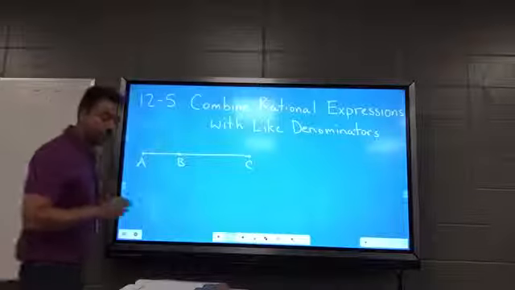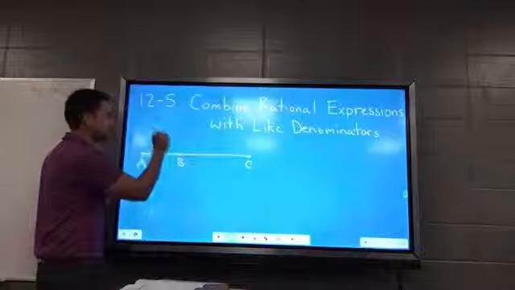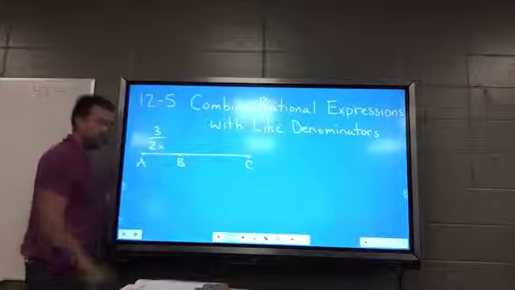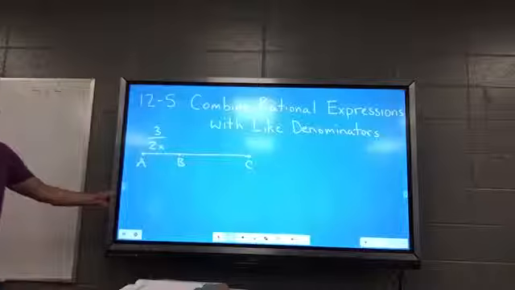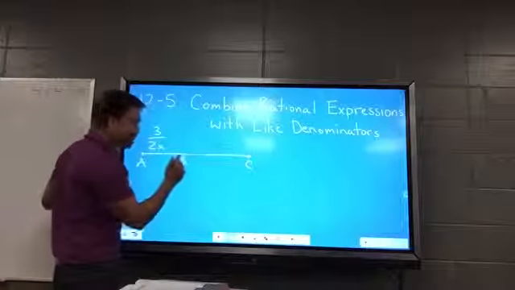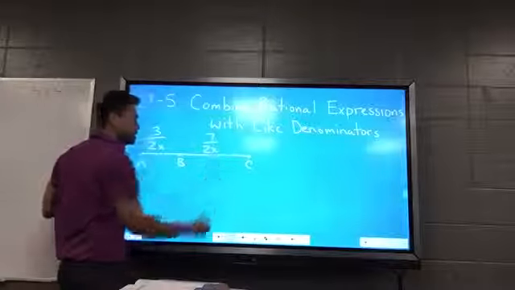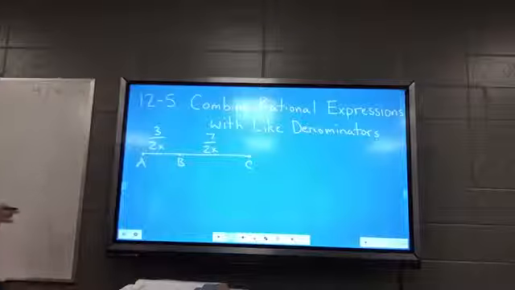And I'm going to give you a couple measurements. We're going to say AB's length is 3 over 2x centimeters. And then we're going to call BC's length 7 over 2x centimeters. So those are those two lengths.